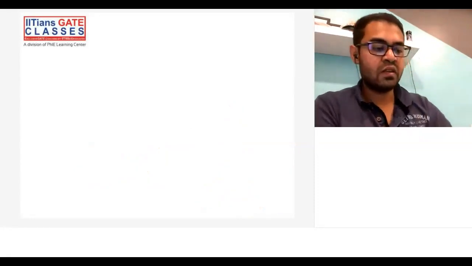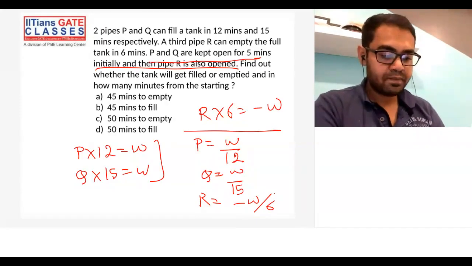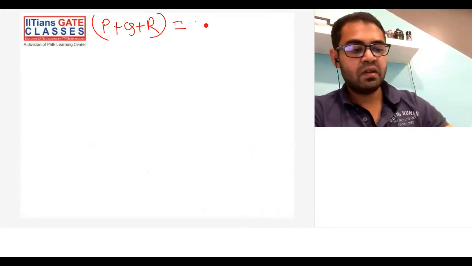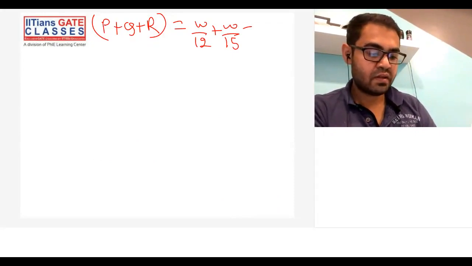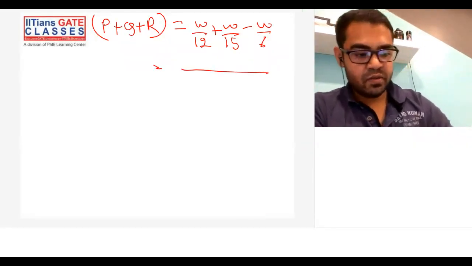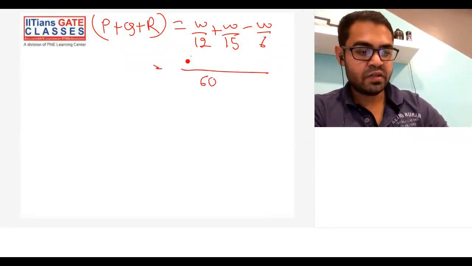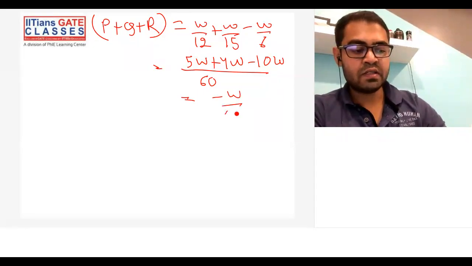I just want to find the rate first. So if I say P plus Q plus R is working together, I want to see what happens then. This means this plus this minus W by 6, yeah, minus W by 6. So let's take LCM. LCM I think would be 60. So this is 5W plus 4W minus 10W. So this becomes minus W by 60.